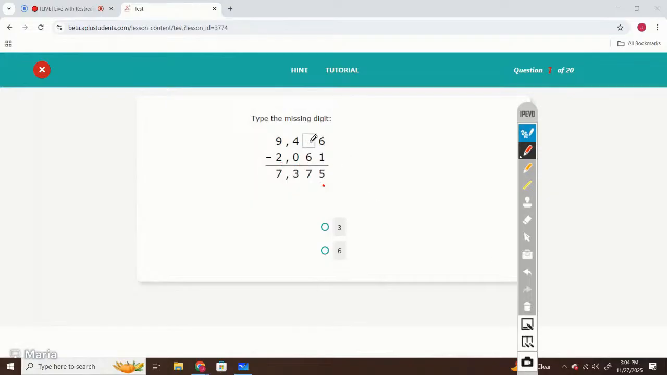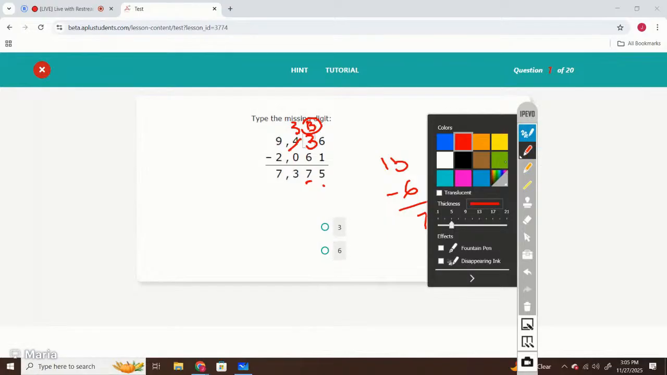5. Now what number subtracted from 6 makes 7 here? So 13 minus 6 is 7, right? So there must be a 3 here. You borrowed 1 from here. The borrow makes 13. 13 take away 6 is 7. 3 minus 0 is 3 and 9 minus 2 is 7. So see, the missing number is 3. Option number 1 is the correct option. 3 it is.